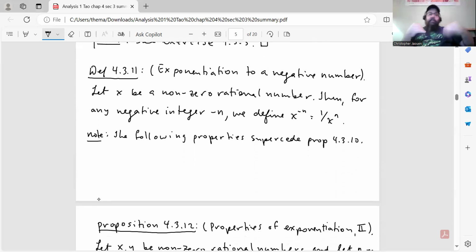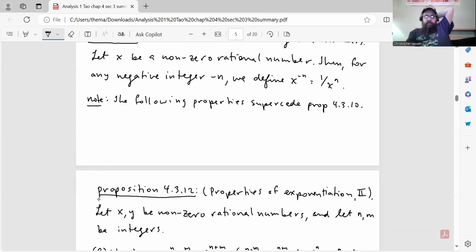All right, and now we actually extend that even further. Definition 4.3.11, we define exponentiation not just to natural number powers now, but to negative numbers. So let x be a non-zero rational number. Then for any negative integer minus n, we define x to the minus n to be the rational number 1 over x to the n. And then there's a note, the following properties, properties of exponentiation part 2, supersede proposition 4.3.10, which we just looked at.